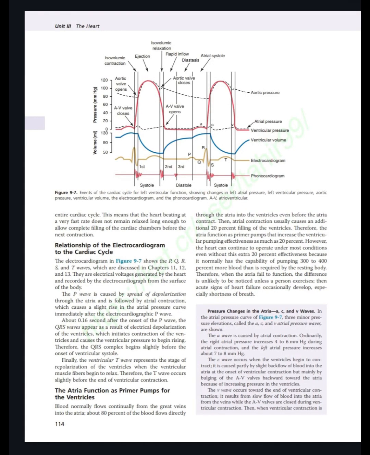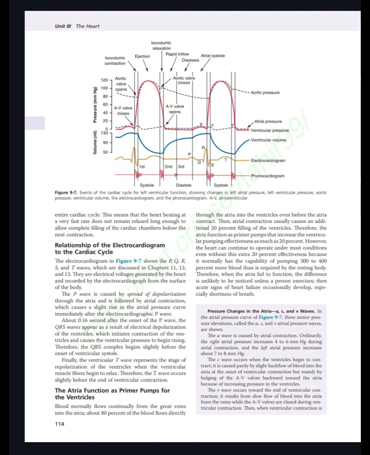Relationship of the electrocardiogram to the cardiac cycle. We've already talked about this. The next heading, atrial function as primer pump for the ventricles. Then there is a blue box, the pressure changes in the atria. We've already talked about this. This is the JVP, alright.